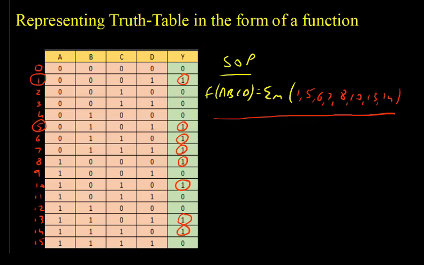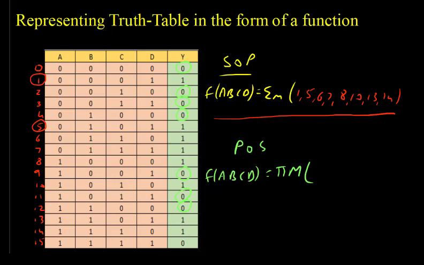We can also do this in POS form. In POS form we again have f of ABCD equal to capital sigma capital M. This corresponds to max terms for which the output is 0. So we have a 0 here, another 0 here, third, fourth, then fifth, sixth, seventh and eighth. So this number is first 0, then we have 2 3 4.